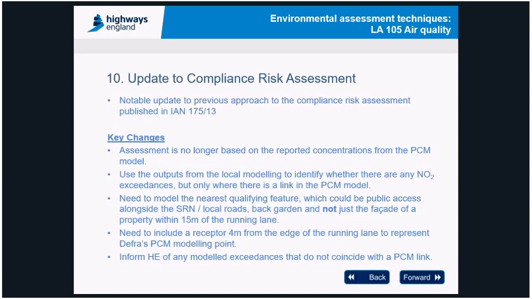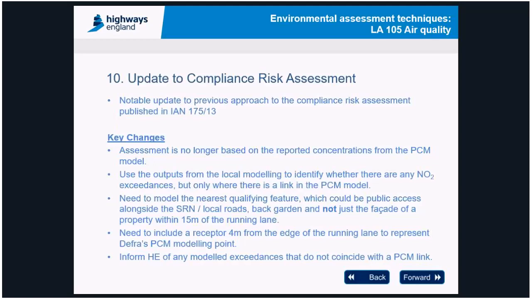The other advice that we've received from government in this space is that those judgments need to be made within 15 metres of the running lane. We also need to model a point 4 metres from the edge of a running lane, and this allows for a comparison with the work that either local authorities are doing where we're coincident with their studies, or also with the PCM modelling. And there's a section in the new guidance document that talks about aligning and looking at the variance between our modelling and either DEFRA's PCM modelling, or where it's been superseded by local authority work.